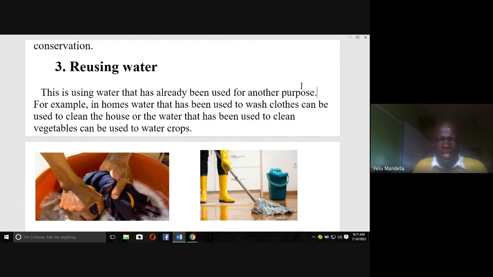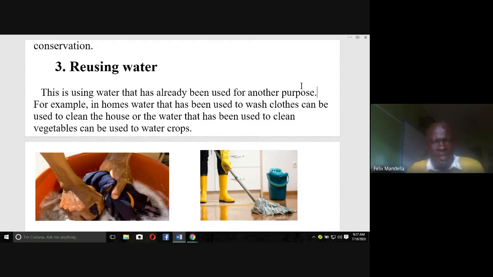So that is reusing. That water is not treated. That water is not filtered. It is just the same water you have used. In that manner, you use it to do something else. In recycling, the water must be treated or filtered. In reusing, the water that has been used is just used for another purpose.